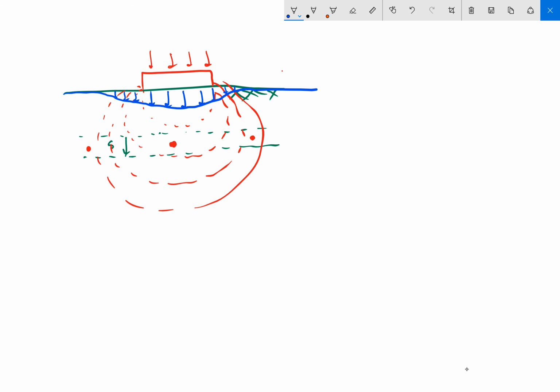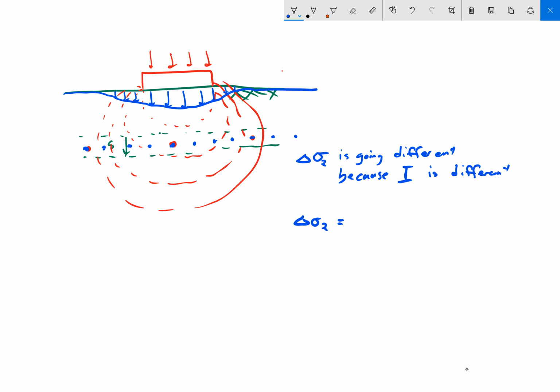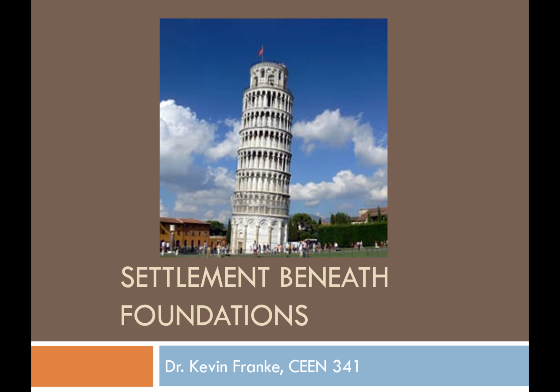And the real trick is that you just have to compute the settlement at different points horizontally beneath your applied load. Because at all these different points, the change in vertical stress is going to be different, because the influence factor from our footing is different. And you'll remember that delta sigma z is equal to q times the influence factor. That's all we're talking about today.